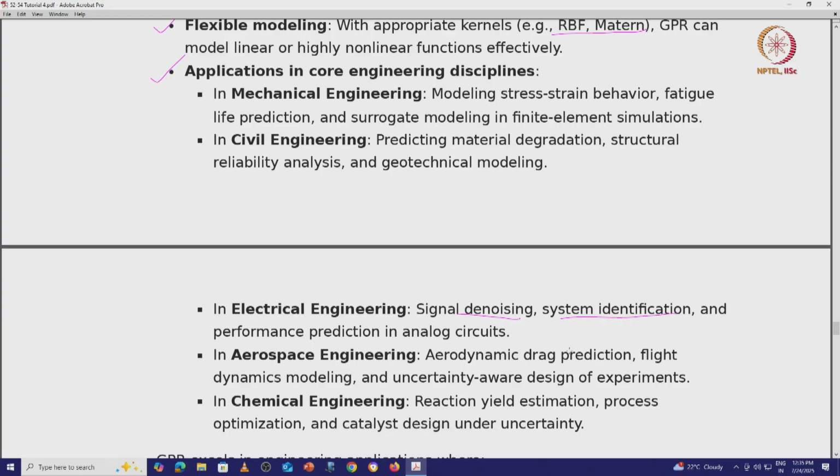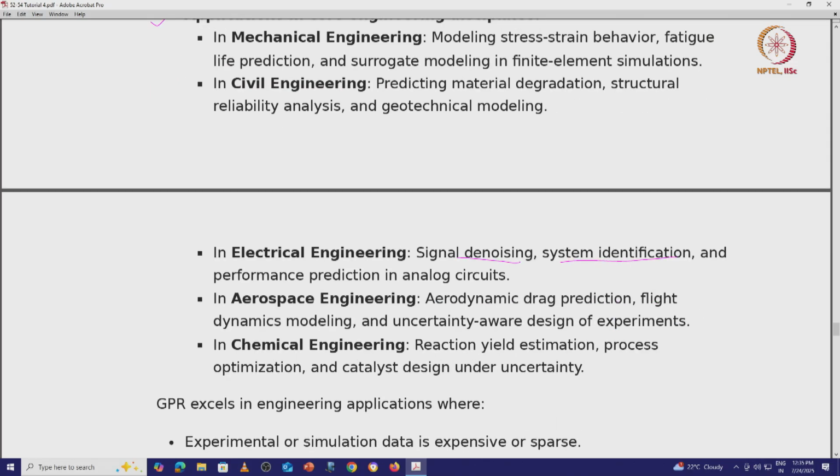Whereas an aerospace engineer may want to predict the drag acting on an aerodynamic body, modeling of flight dynamics and uncertainty aware design of various types of experiments. And in chemical or biochemical engineering, you may want to estimate the yield of a reaction, the optimization of a process and catalyst design in the presence of uncertainty.